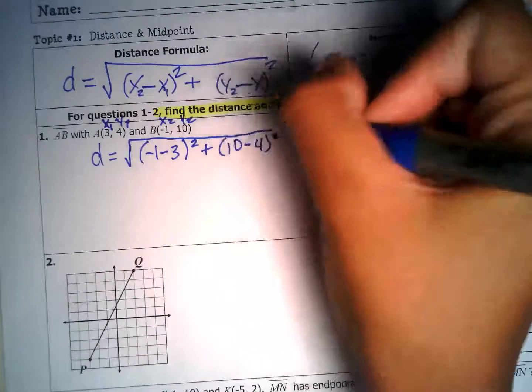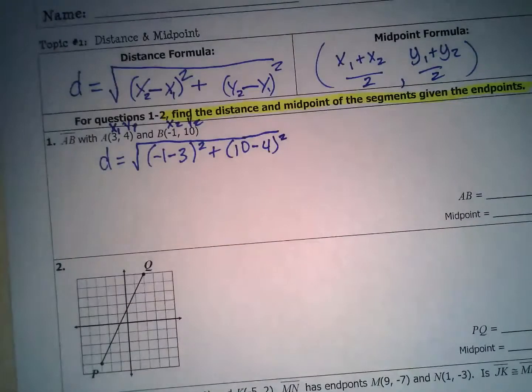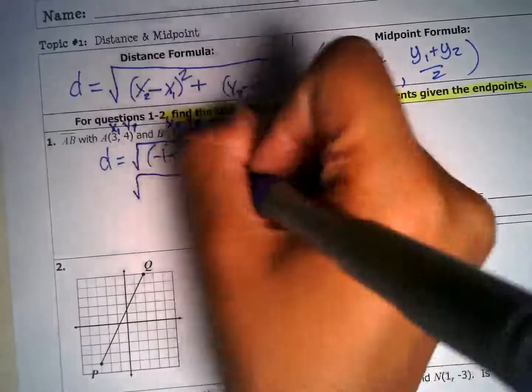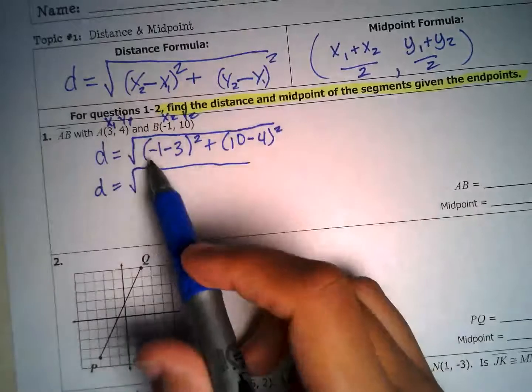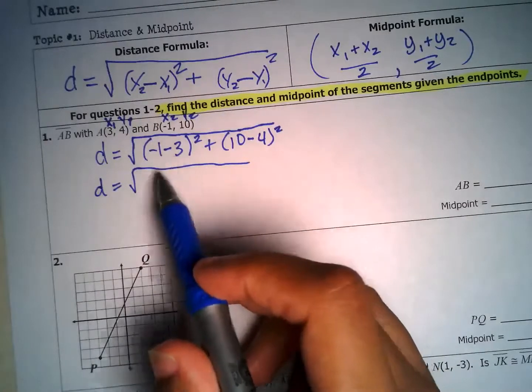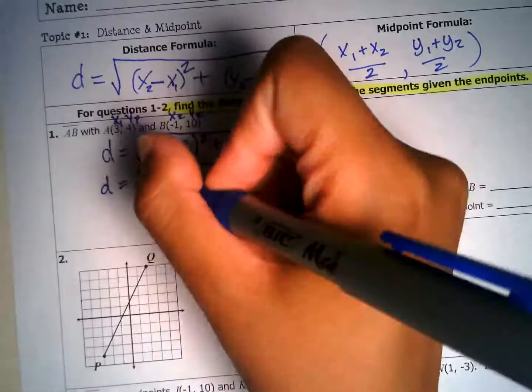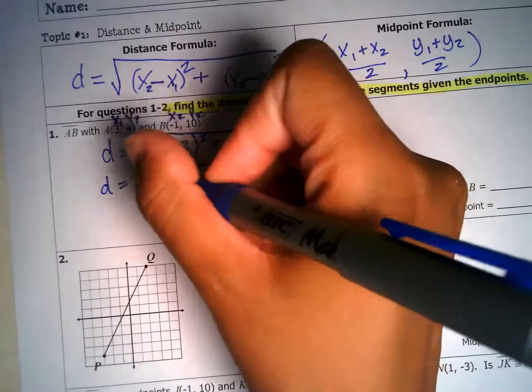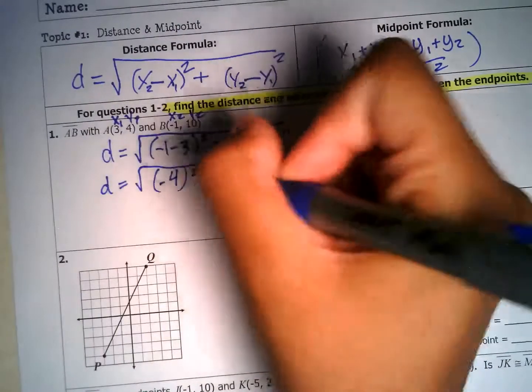Put a little square. Very good. Go ahead and condense that on down. -1 minus 3. This is going to be what? A -4. I'm going to write each step because I want to make sure I do not lose anybody.